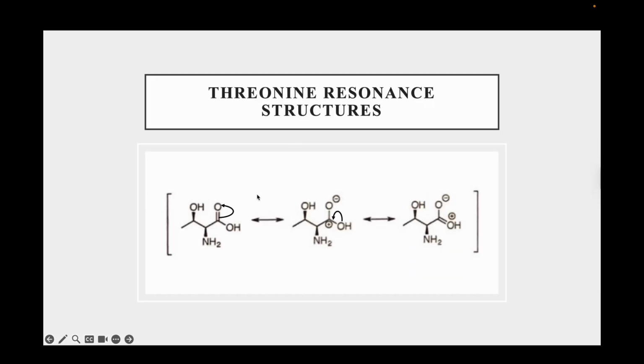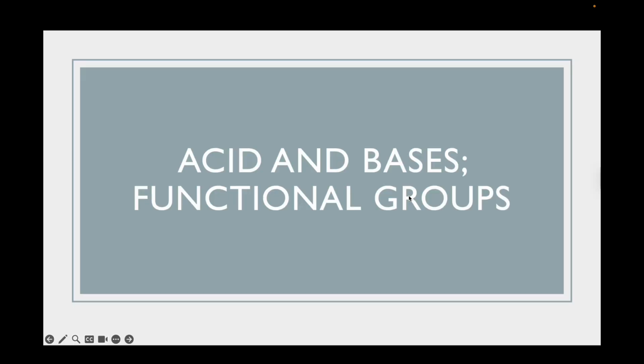Threonine resonance structures: we will start off with the left one, in which the double bond goes onto the oxygen, having it become negative as it has an excess of electrons. And then to create a second resonance structure, we can have the oxygen's electrons go into the bonding, having it become a double bond, and the oxygen will then become positively charged as it loses electrons.